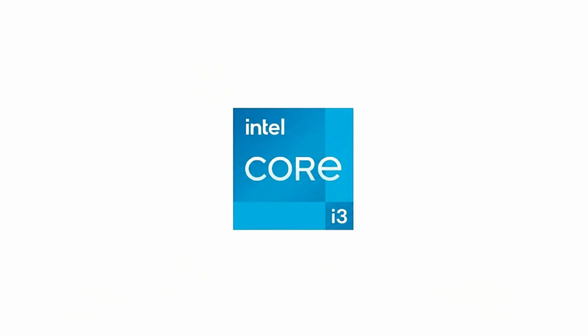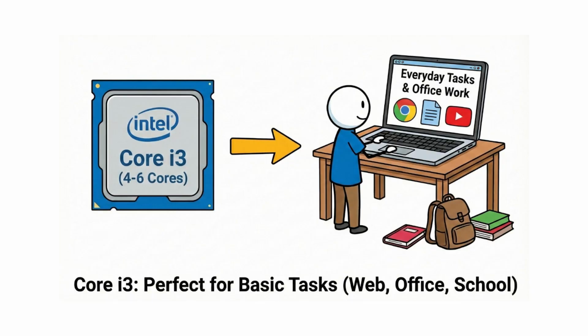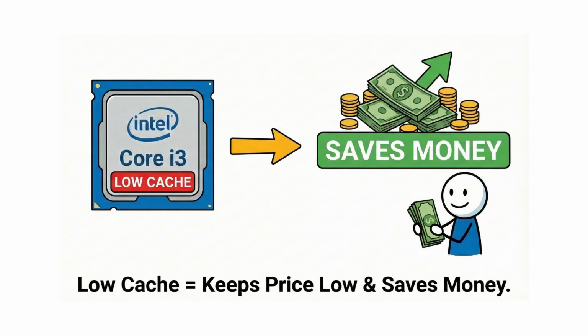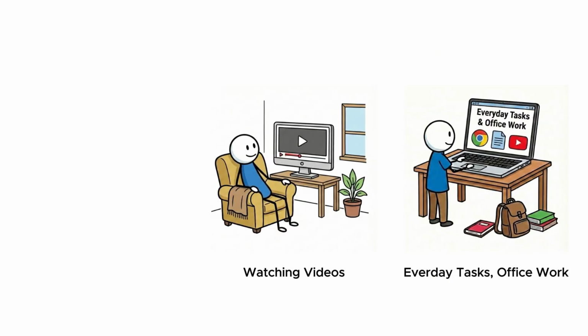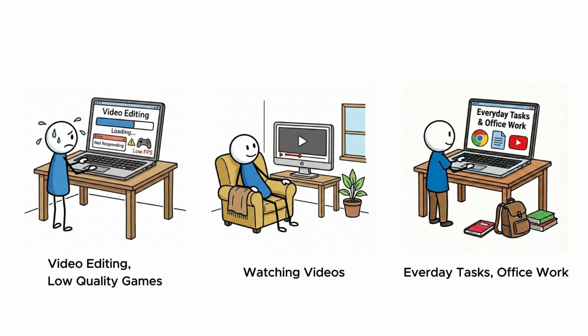We start the lineup with the Intel Core i3, the basic choice. This is the entry-level processor with fewer cores and smaller cache to keep the price low. It is perfect for everyday tasks like web browsing, office work, school projects, and watching videos. While it can handle light gaming, it will struggle with heavy workloads like video editing or gaming at high settings, making it best suited for budget laptops and basic desktops.